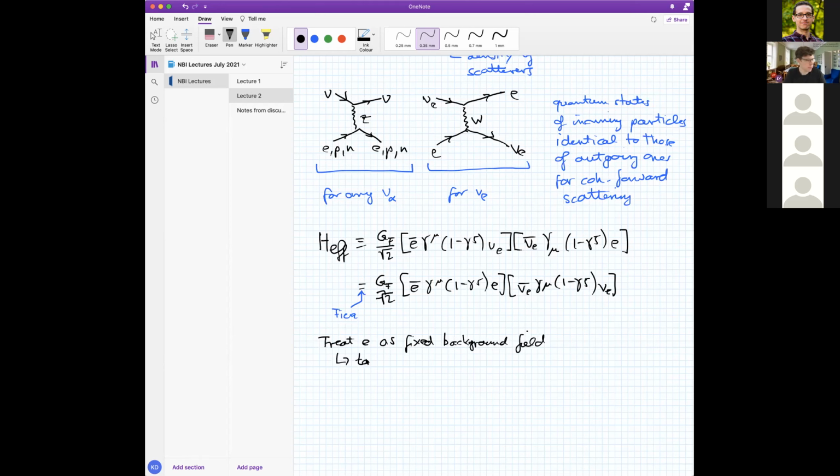So we take the expectation value. In other words, we are interested in the expectation value of this effective operator, which is defined as G Fermi divided by square root 2 times the expectation value of the first current, the expectation value of e bar gamma^mu (1 minus gamma 5) e. And the second current, the neutrino current, is left unchanged.